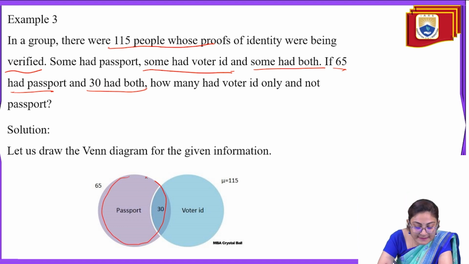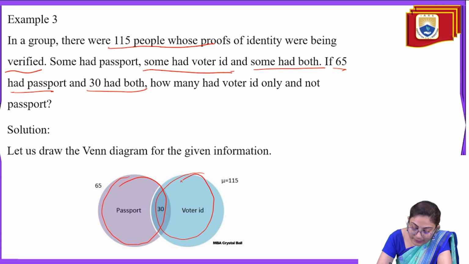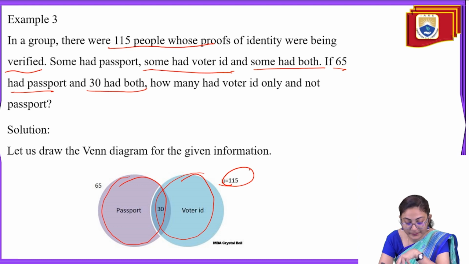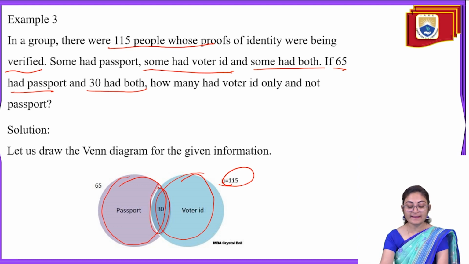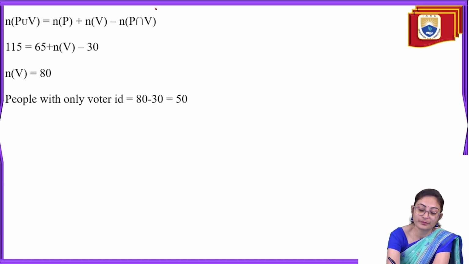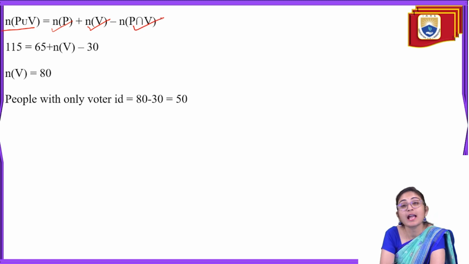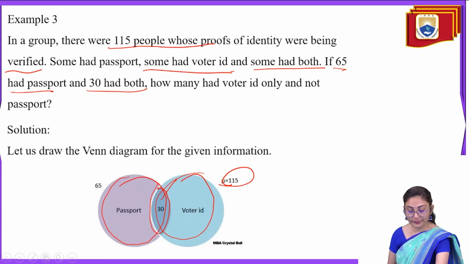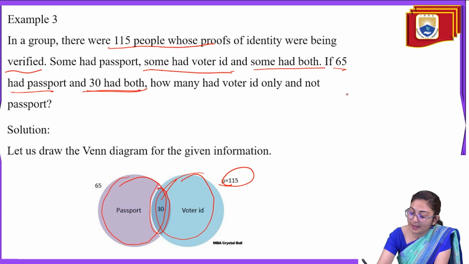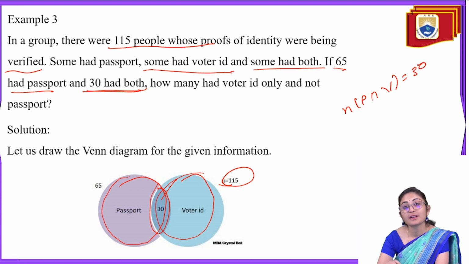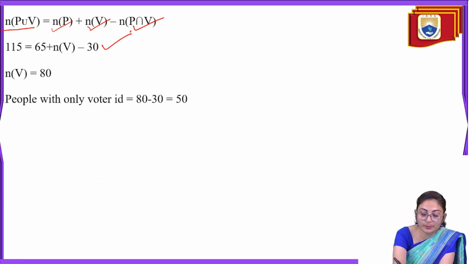So 65, total number of people 115, common to both, who have passport and voter ID, that is 30. Now either passport or voter ID is equal to N of P plus N of V minus N of P intersection V. Now both have passport and voter ID, that value is 30. So you have to put it here.